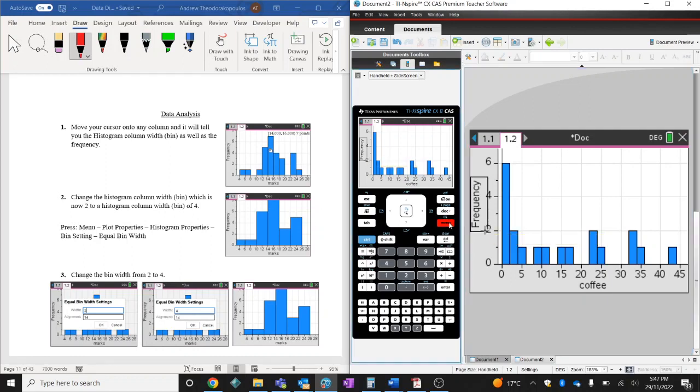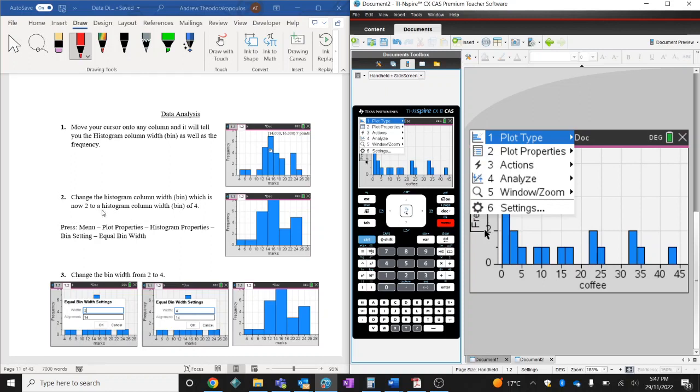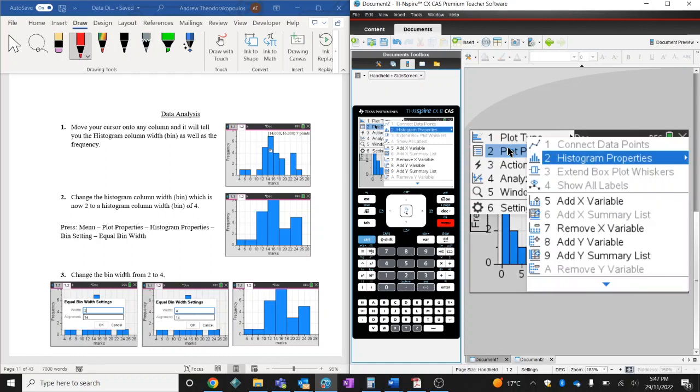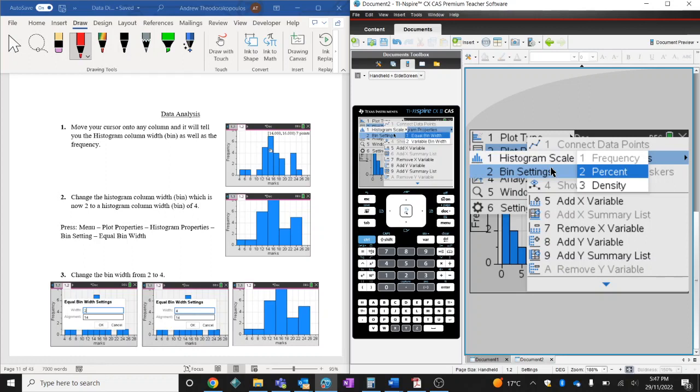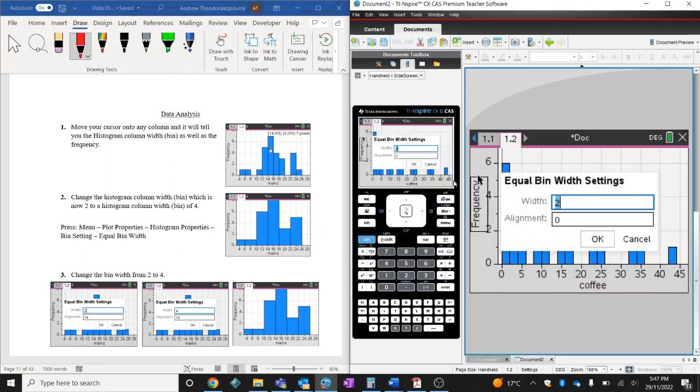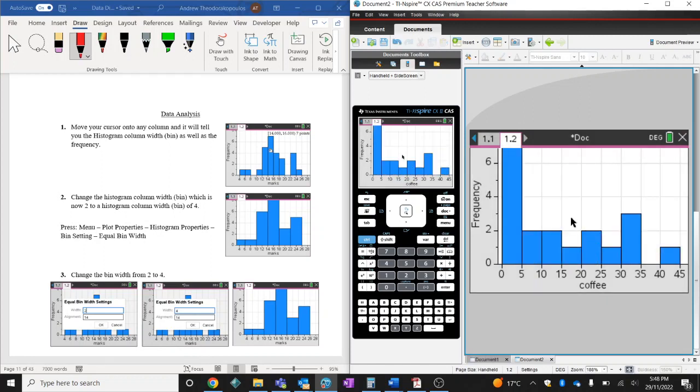We press menu. This is, as you can see here on the left from step 2. Press menu, plot properties, histogram properties, bin settings, equal bin width. And we want to change the bin width. Maybe instead of going to 2 as a width, maybe let's go to 5 as a width. And alignment means where it starts from. So let's start it from 0. We press OK, and you'll see now that the histogram makes a bit more sense.